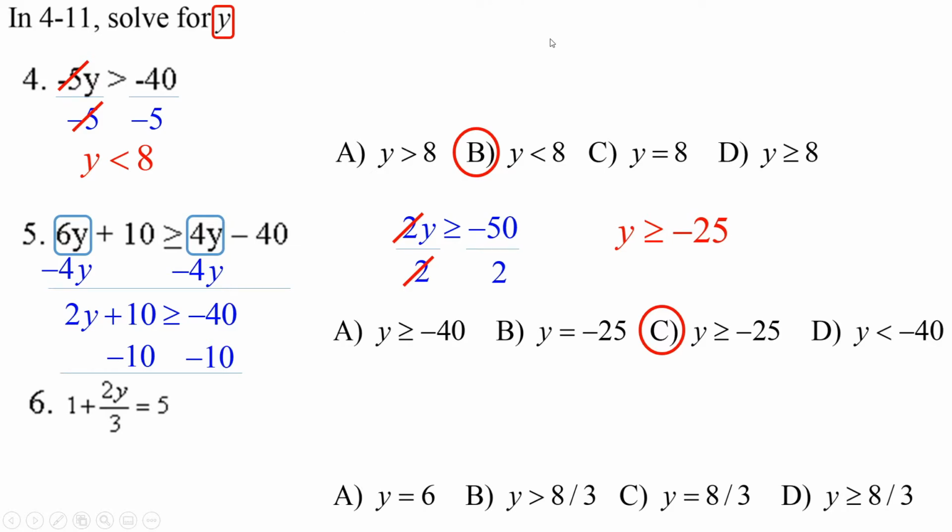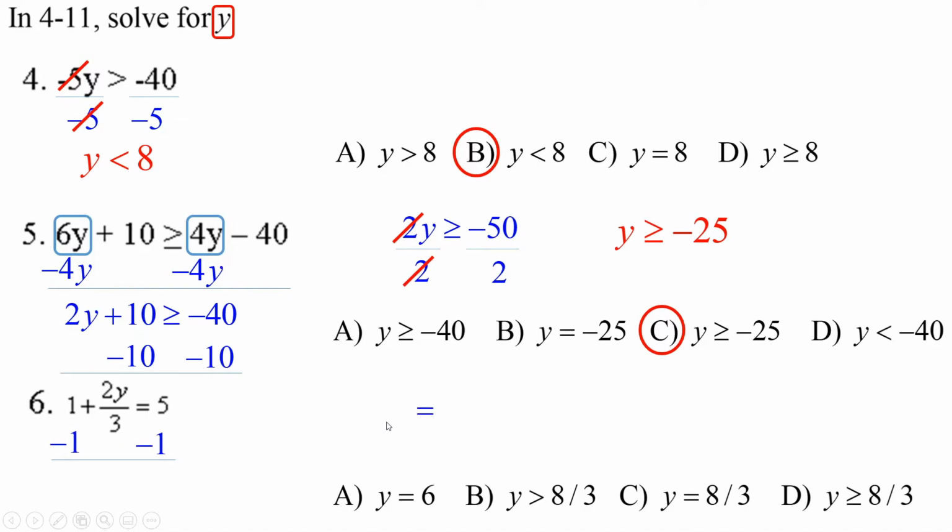All right, number 6. Well, my first step would be, all right, I'm solving for the y, so I've got to get rid of that 1 right there. So can we just subtract 1 from both sides?